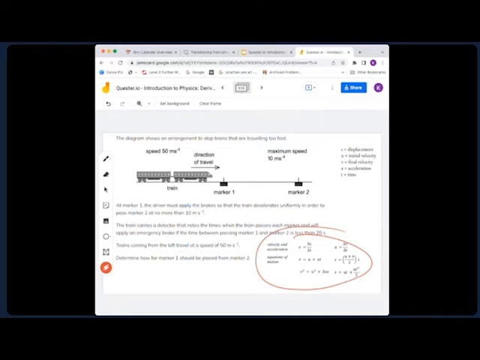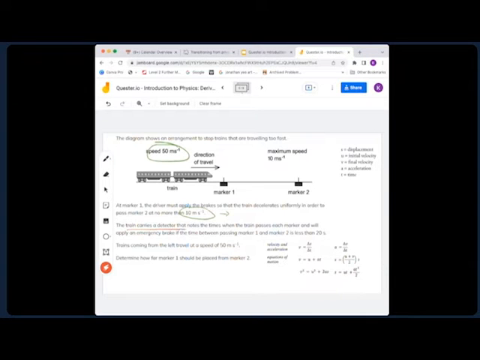By the way, all of these equations only work if the train decelerates uniformly. So the train in the question is decelerating uniformly in order to pass marker 2 at 10 meters per second. So I can get some information already from this question. 10 meters per second is going to be my final velocity, and our initial velocity is going to be 50 meters per second.